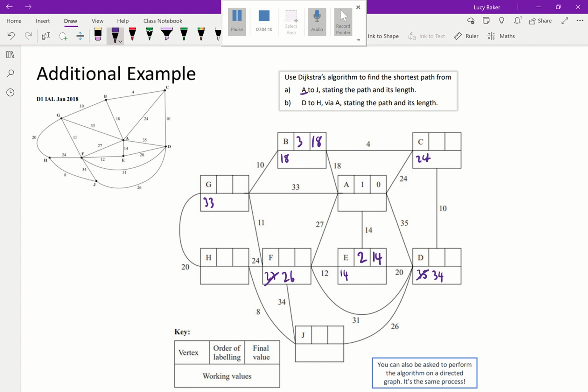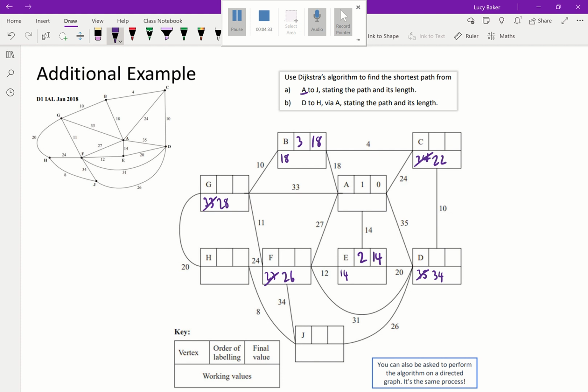Okay, so next, where can we go to from B? We need to fill those in. So I could go from B to C, and that would be in a distance of 22, so it's shorter than going from A, so I'm going to cross that one out. And I could also go down to G as well. So I could get to G in 18 plus 10, so that's 28. So that's also faster than going directly from A.